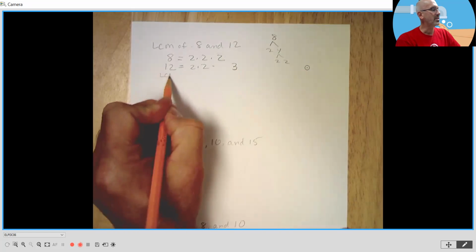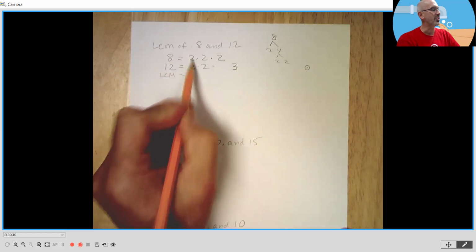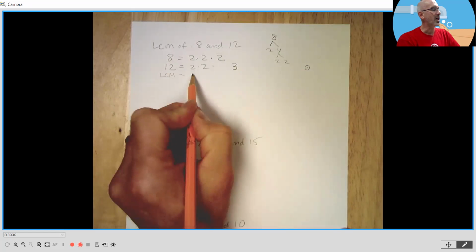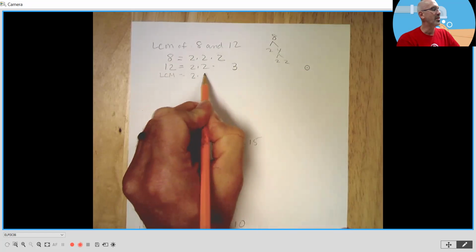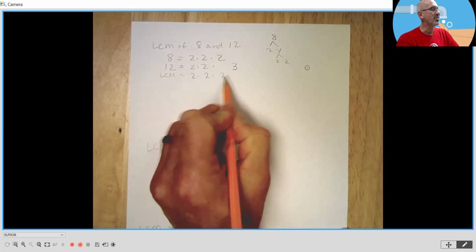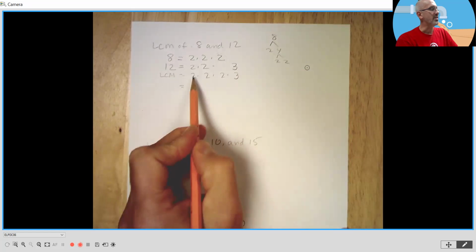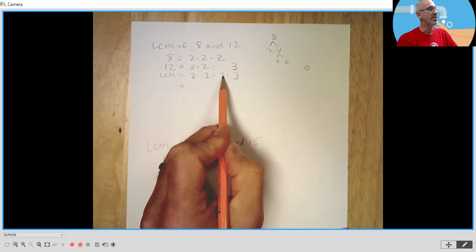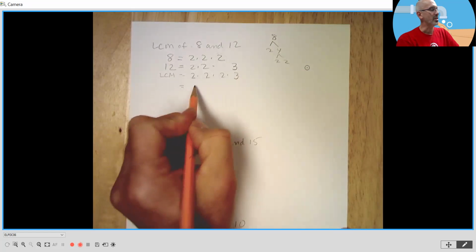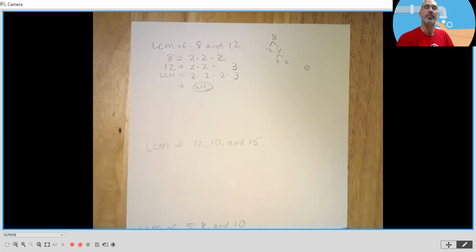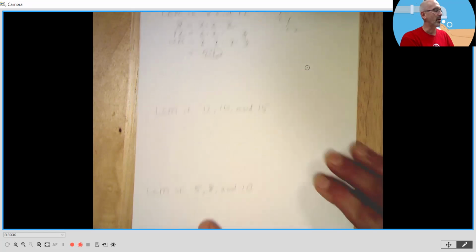Then for our least common multiple, we're going to take 1 from each column. So we have a 2, a 2, a 2, and a 3. So our least common multiple is this product, 2 times 2 times 2 times 3, which is 24. Okay. Let's do another one.